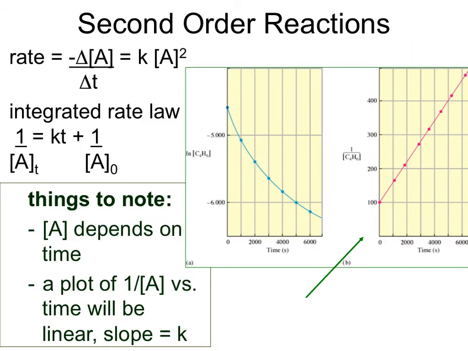Okay, so we're going to look at second order reactions here. Obviously we have a differential rate law here that's second order because our exponent tells us. Now the integrated rate law for a second order reaction is going to have this formula.